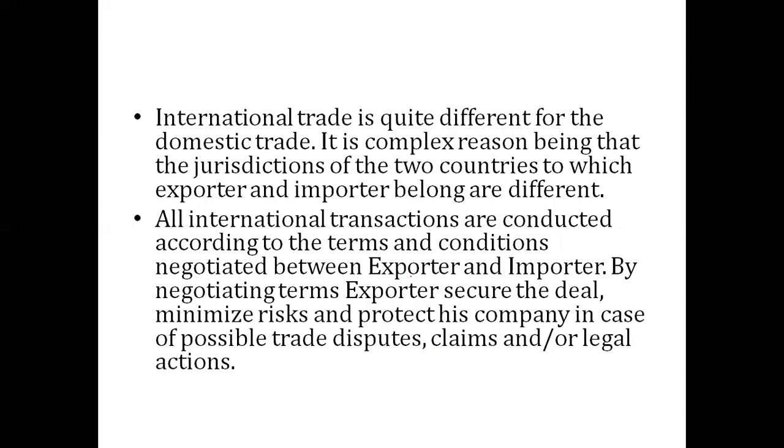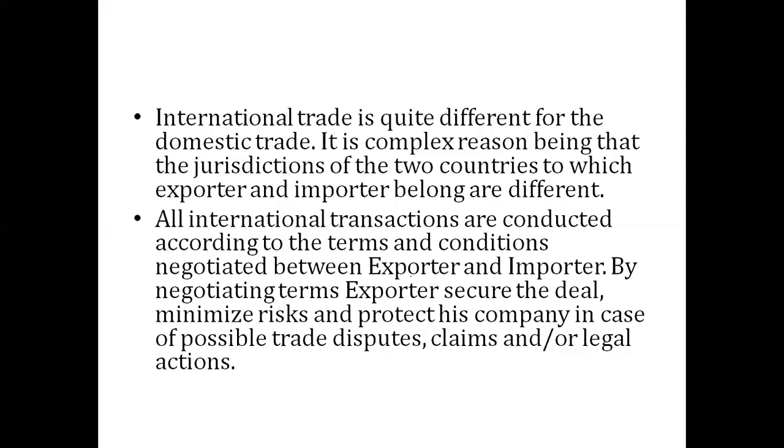Okay, so obviously in international trade there are two parties involved. One is the exporter, another is the importer. The exporter is residing in, say for example, one country, and the importer is residing in another country. So the major difference in international trade is that here you need to understand the legal system of both the countries. As far as domestic trade is concerned, you need to just take care of your own country. It is expected that you are well aware of the domestic trade rules and regulations. But international trade is very complex, the reason being that the jurisdictions of the two countries to which the exporter and importer belong are completely different.